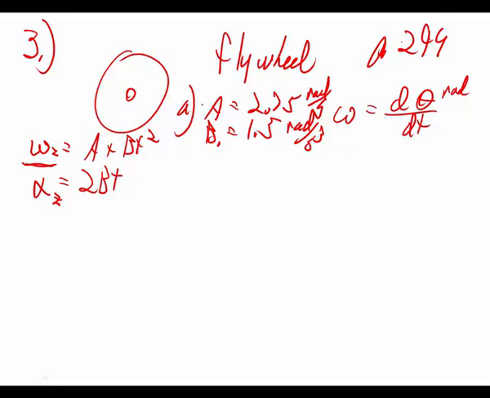What is the angular acceleration of the wheel at time 0 and at time 5 seconds? Well, the angular acceleration is d omega over dt. So what is omega? It's that function, that equation. So take the derivative. We've already done that, y'all.